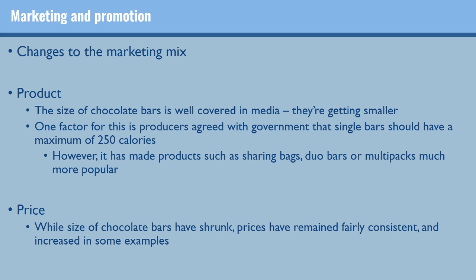The price is just one line. While the size of chocolate bars has shrunk, prices have remained fairly consistent and actually increased in some examples. Obviously, if a chocolate bar becomes smaller, maybe dropping 5 grams, that's 5 grams of raw materials that aren't being used. So it's fair to assume that the cost of manufacture for the producers is smaller. If they maintain the same price, they would increase profit margins, because if unit costs are smaller and the selling price is the same, they're going to have increased profitability on that one unit. But it still seems like they're putting their prices up as well.